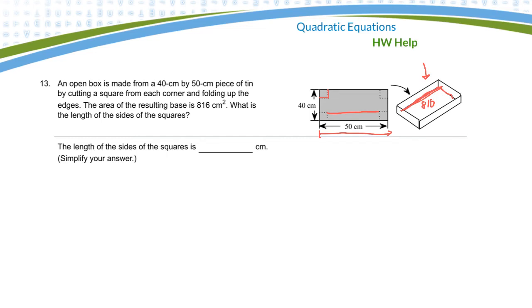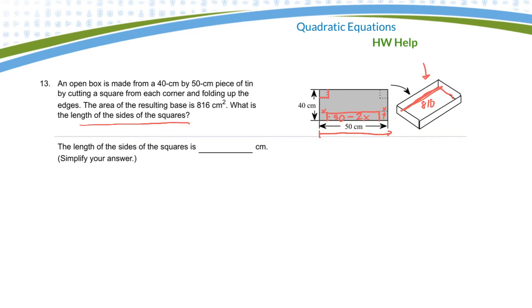I also don't know how much I'm cutting, because they ask for the length of the side of the squares, but really I need to figure out how much I'm cutting off. So that piece in there we'll call X. There's an X there and there'll be an X there. So really this distance from here to there is going to be 50 minus those two X's.